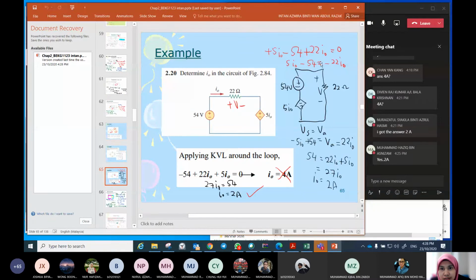Okay. KVL states that the summation of voltages in a closed loop path is equal to 0. So this is the summation of voltages.